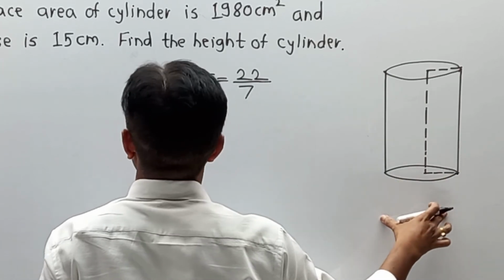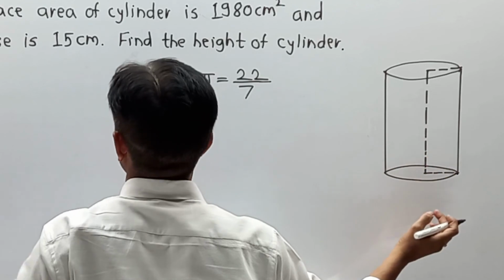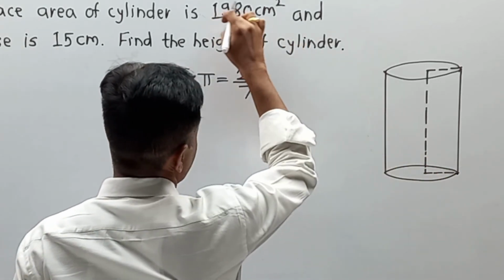Now try to understand this question from a diagram point of view. For the given cylinder, the curved surface area of the cylinder is 1980.